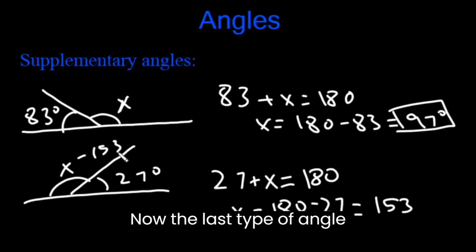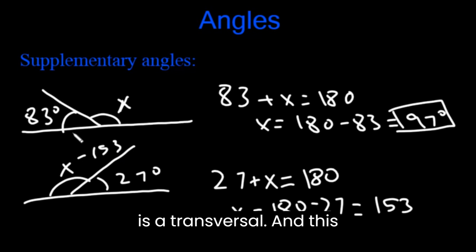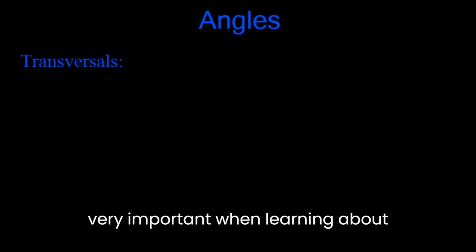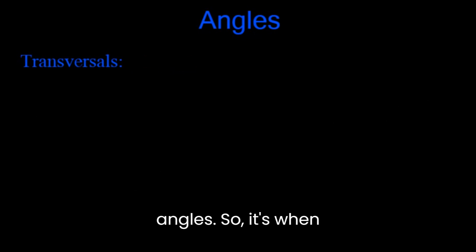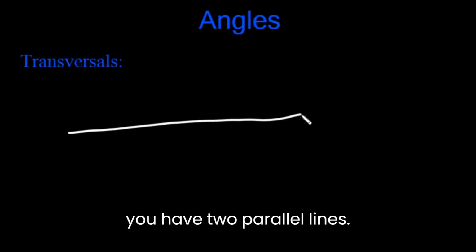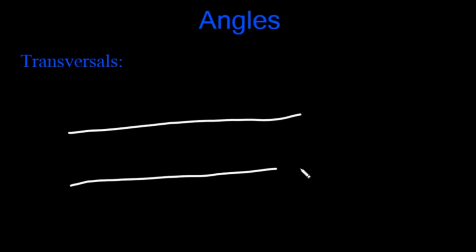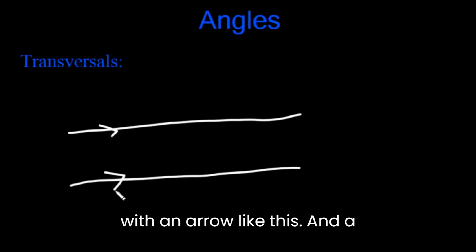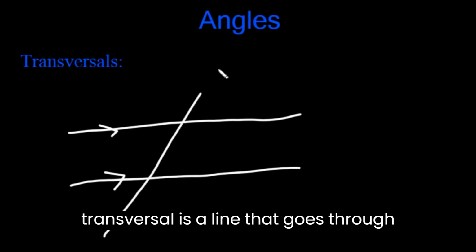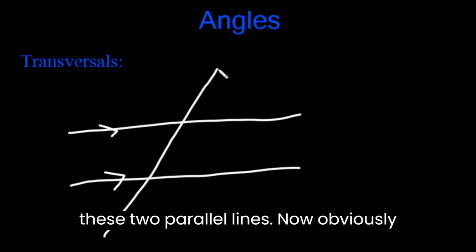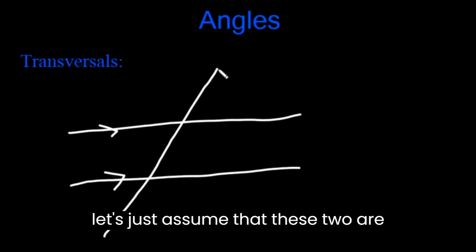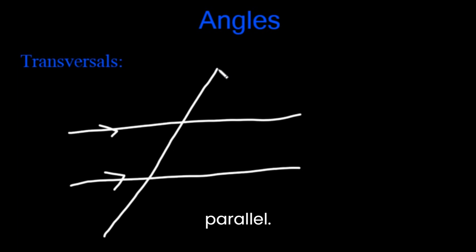Now, the last type of angle is a transversal. And this isn't really a type of angle, but it's very important when learning about angles. So it's when you have two parallel lines, you're always going to represent them with an arrow like this. And a transversal is a line that goes through these two parallel lines. Now, obviously, the drawing is far from perfect, but let's just assume that these two are parallel.